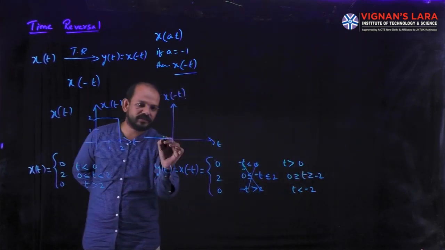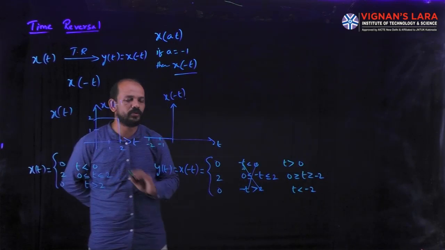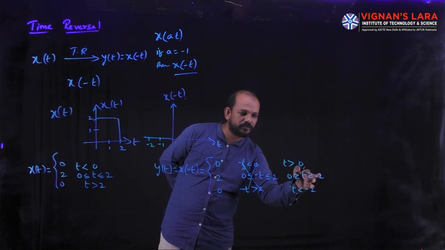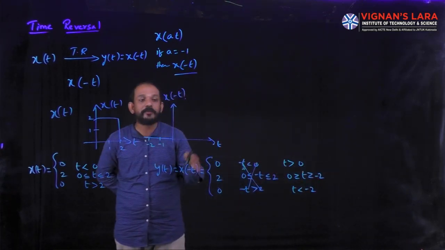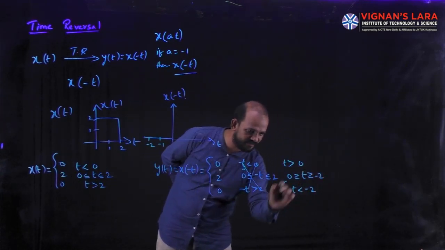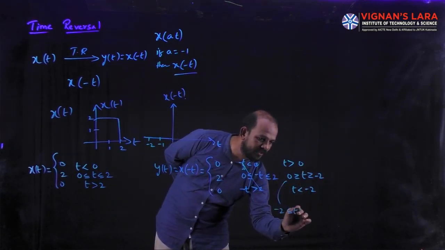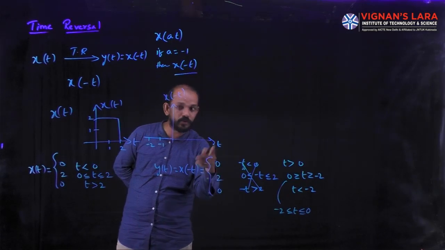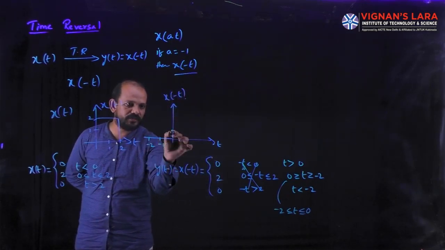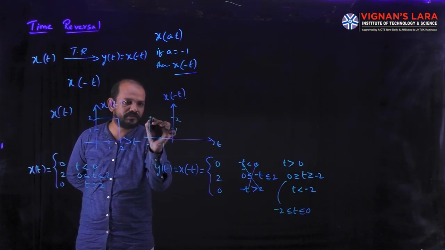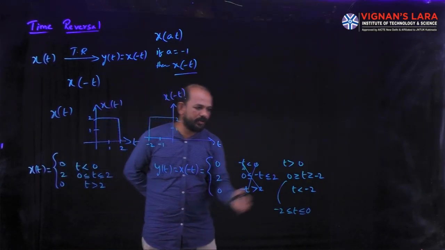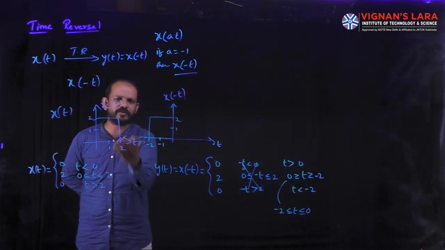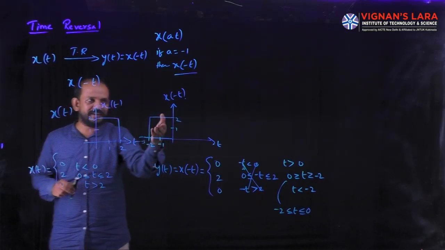Okay, so let us consider this as minus 1, this as minus 2. How can this be written? t is greater than or equal to minus 2 means minus 2 is less than or equal to t. So for this one, I can write minus 2 less than or equal to t less than or equal to 0. So between minus 2 and 0, the value is 2. Now, t less than minus 2 means minus 3, minus 4, whatever. The value is 0.